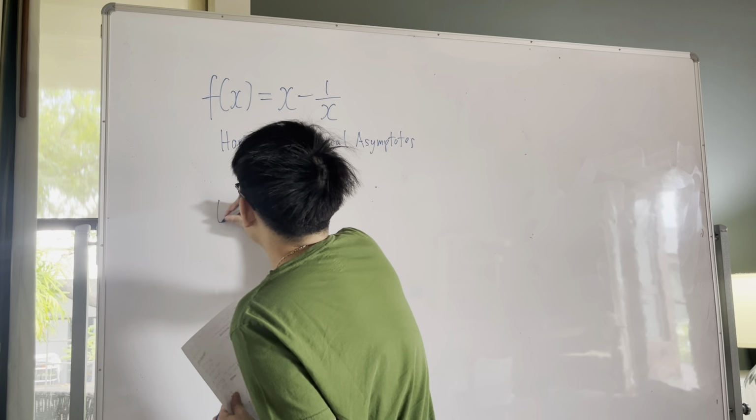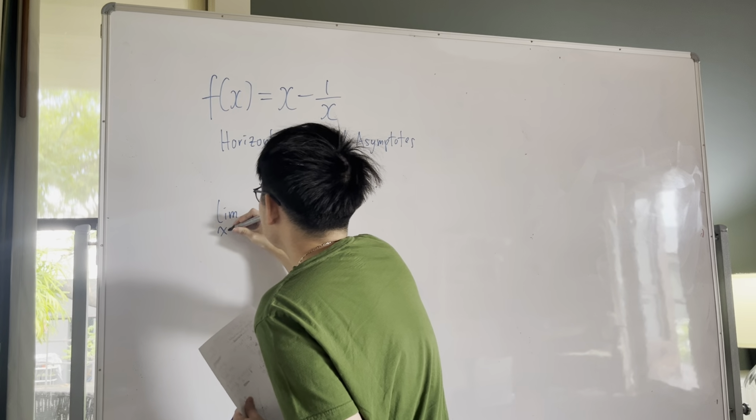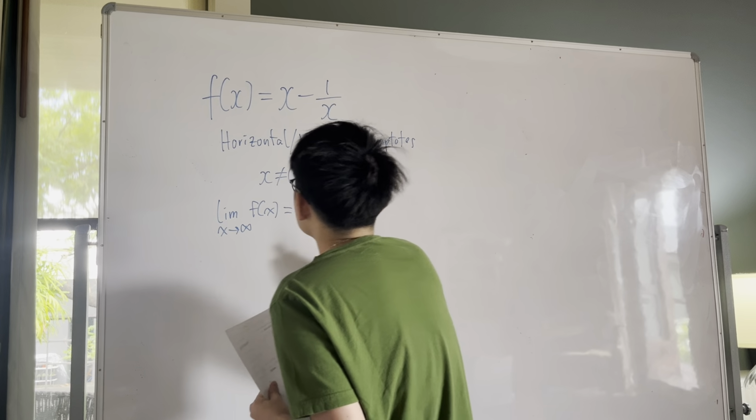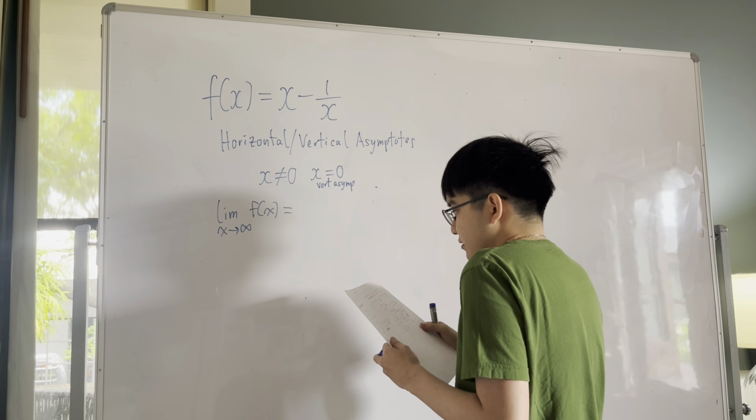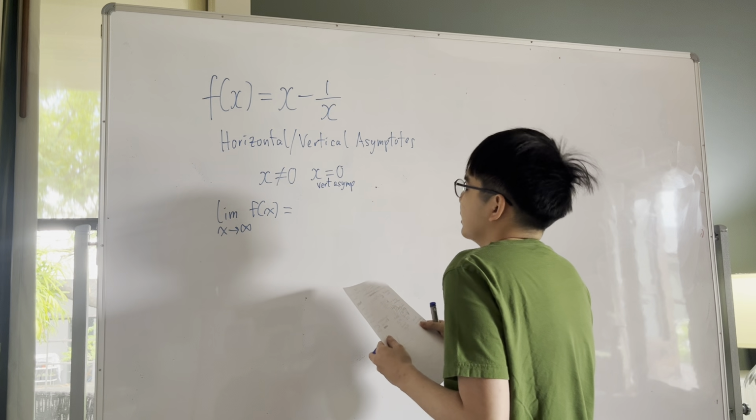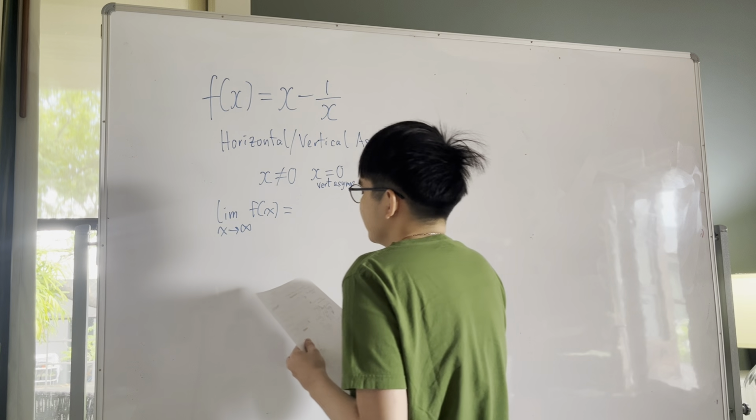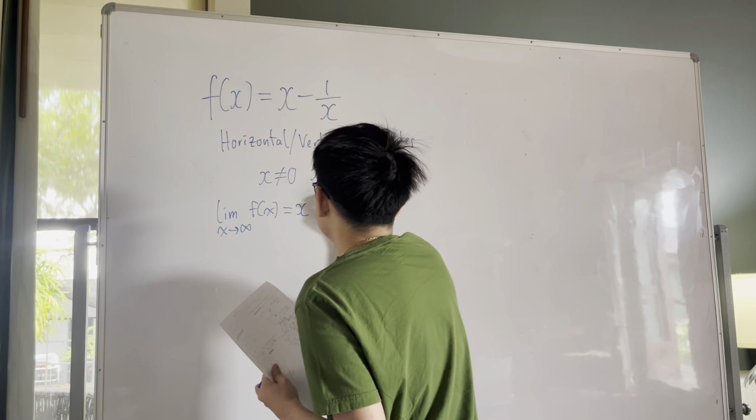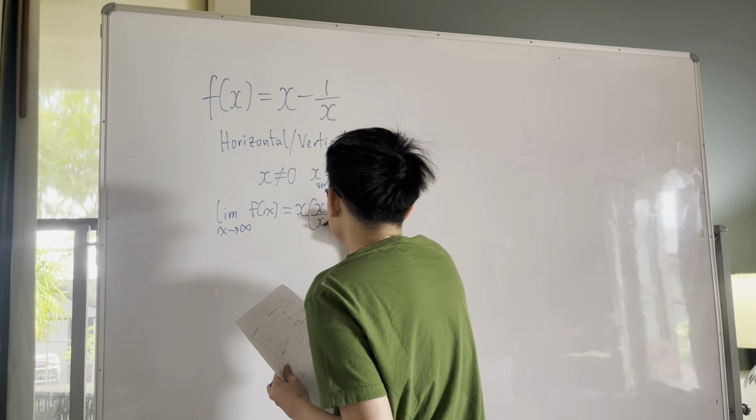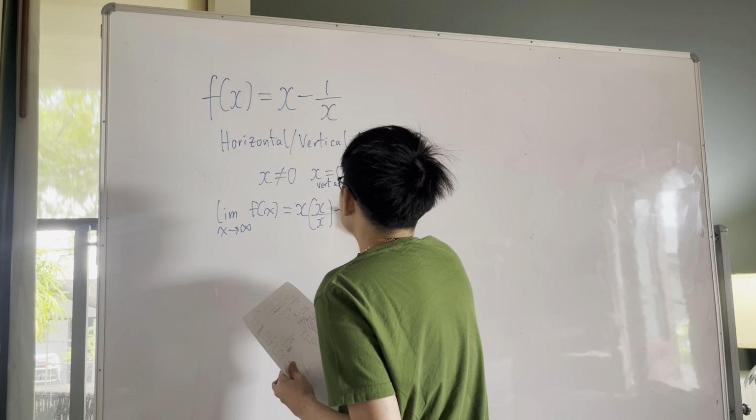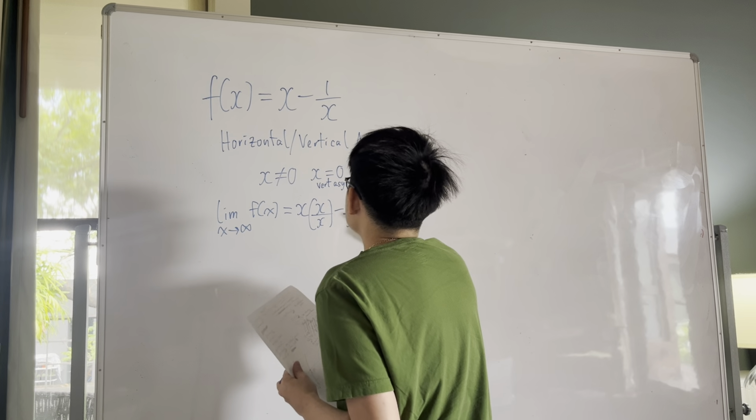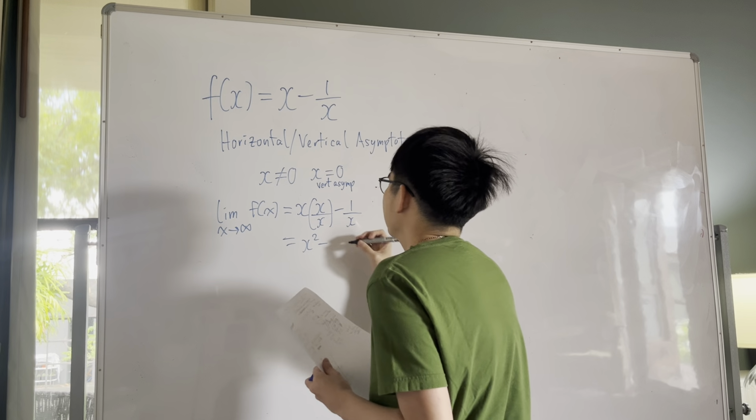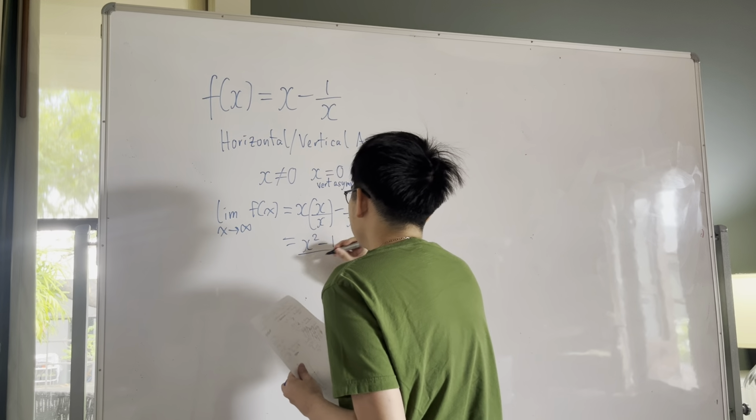Well, we basically want to take the limit as x approaches infinity of this function here. And if we want to put this into a common denominator, that's the best way to go about this. x minus 1 over x, we can multiply that x by x over x by itself. So we get minus 1 over x. So this becomes x squared minus 1 over x.